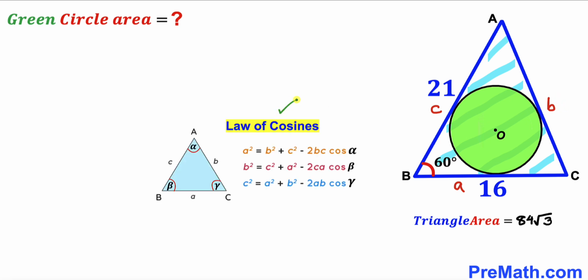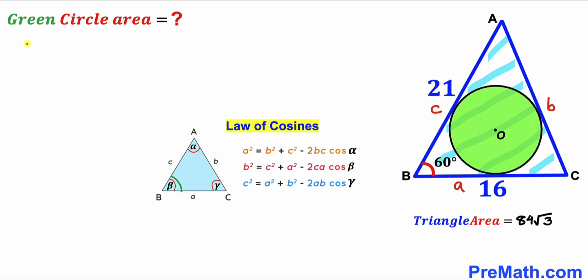Now let's recall the law of cosines, as you can see in this triangle ABC. For this triangle, this is our side length lowercase a, side length lowercase b, and side length lowercase c. At the same time, their corresponding angles are alpha, beta, and gamma respectively. Then we have three laws of cosines, and we are going to utilize this one: b square equals c square plus a square minus 2 times a times c times cosine of beta.